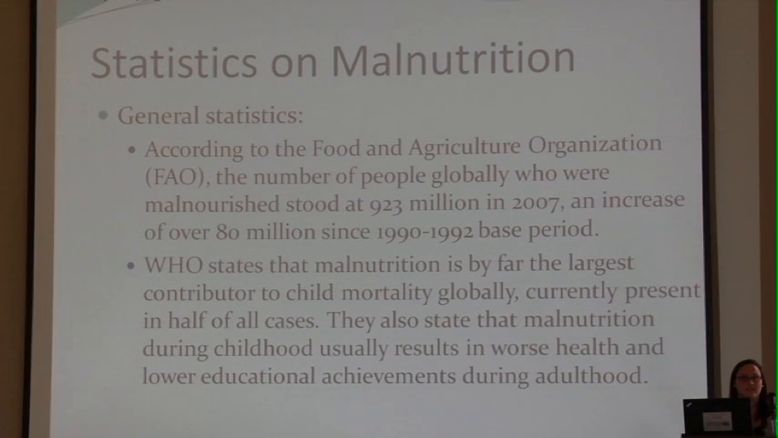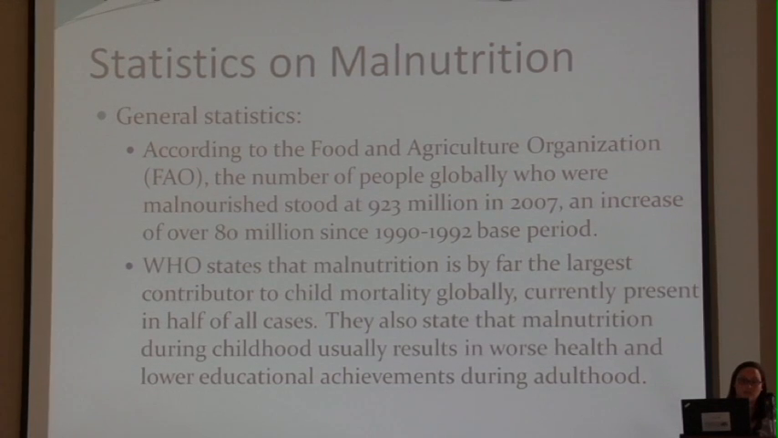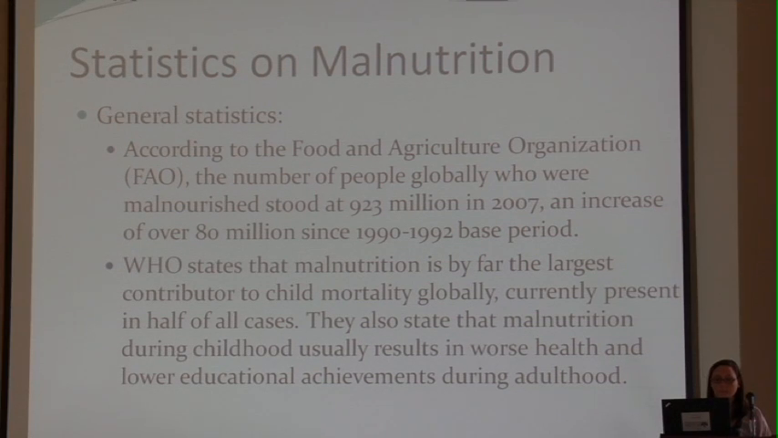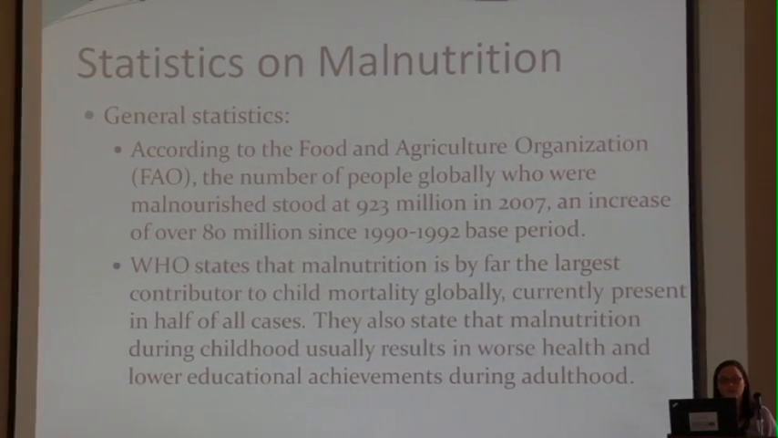So some general statistics on malnutrition. According to the Food and Agriculture Organization, the number of people globally who were malnourished stood at 923 million in 2007, an increase of over 80 million since the 1990 to 1992 base period. The World Health Organization states that malnutrition is by far the largest contributor to child mortality globally, currently present in half of all cases. They also state that malnutrition during childhood usually results in worse health and lower educational achievements during adulthood.